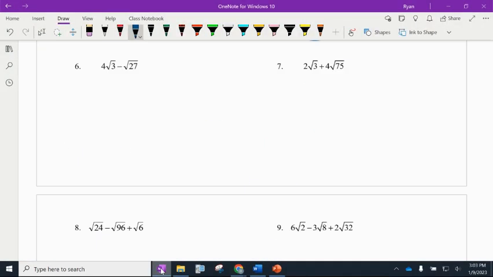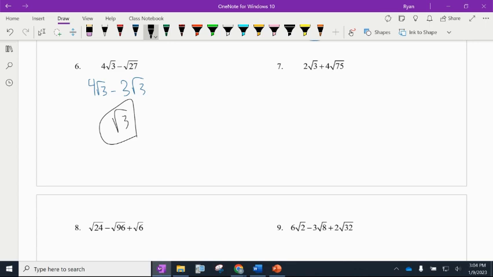All right, on to number 6, and we have 4 root 3 that's not going to simplify at all. We've done this square root of 27 a few times. If you recall, it's 3 root 3. And now since they both have the same radical inside of them, we can take 4 minus 3, which is 1 square root of 3.